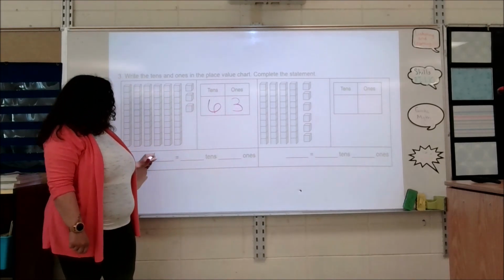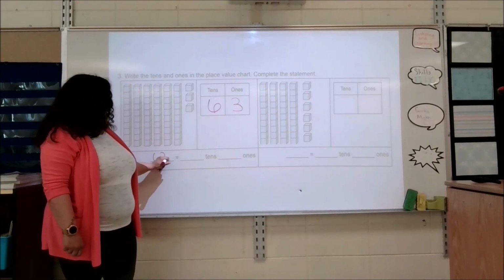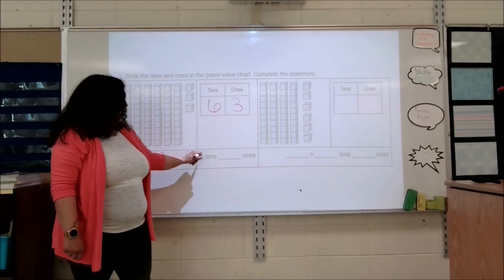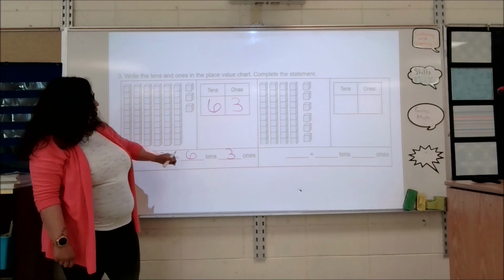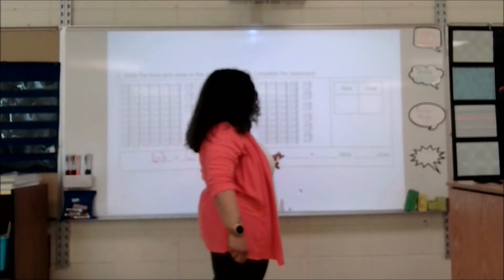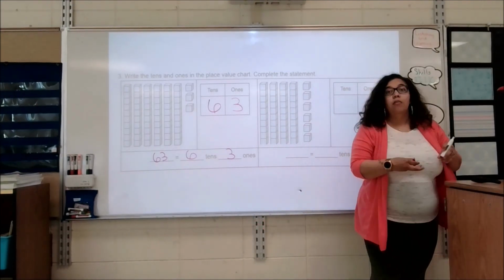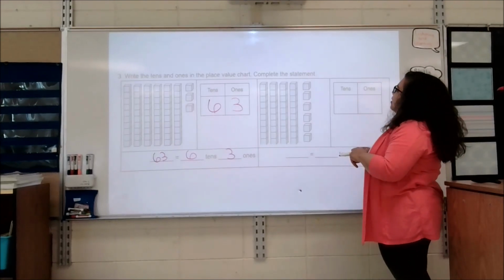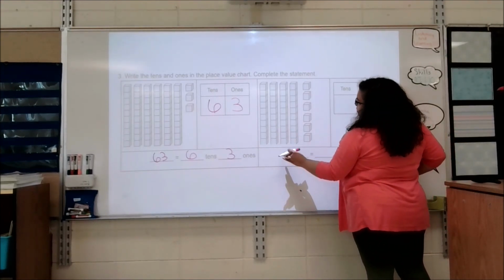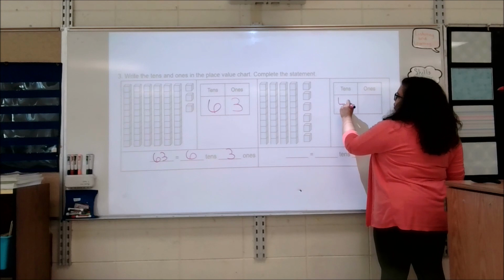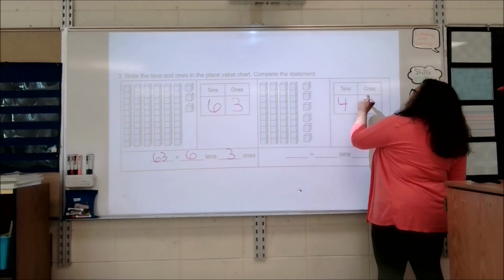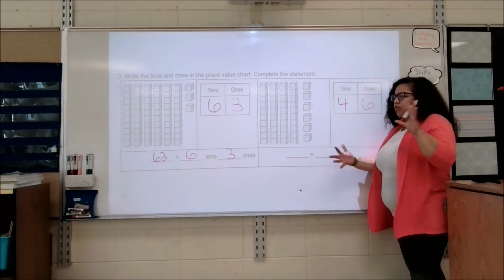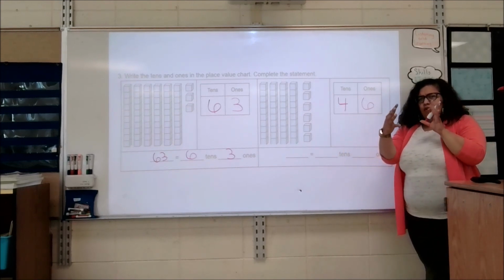That means 63 is equal to 6 tens, 3 ones. That's what it looks like put together, taken apart. Let's do the same exact thing one more time. This time, counting the tens. 1 ten, 2 tens, 3 tens, 4 tens, and 1, 2, 3, 4, 5, 6 ones. 4 tens, 6 ones.